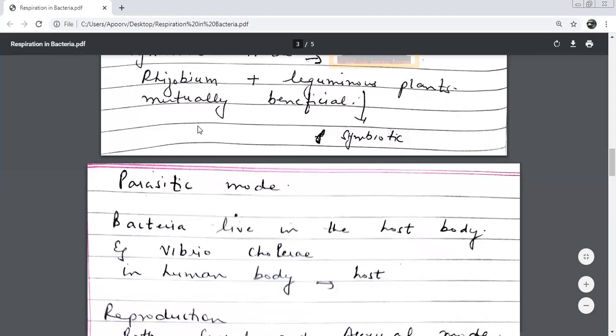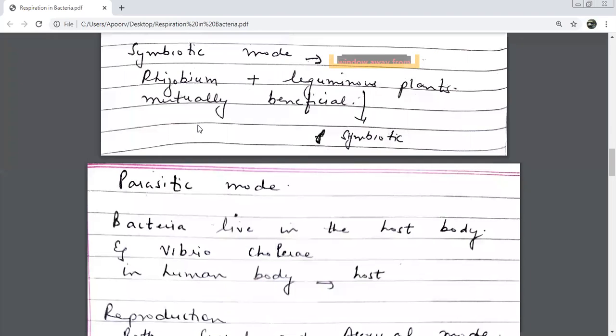Before I move on to reproduction in bacteria, children, everybody, I need you to respond to what I'm saying. Today we have only three topics to be done. First was respiration, second is nutrition, and the third one is reproduction. The first and second are already done very quickly. First, I did respiration in bacteria. What are the two main modes of respiration in bacteria?